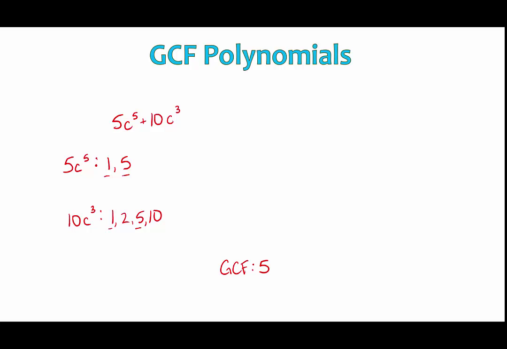And now we're going to do the variables. So c to the 5th is c, c, c, c, c, and c cubed would have 3 c's. I can see here when they're lined up this way that 3 of them match. So my GCF would have 3 c's in it. In other words, the GCF of this polynomial would be 5c cubed.